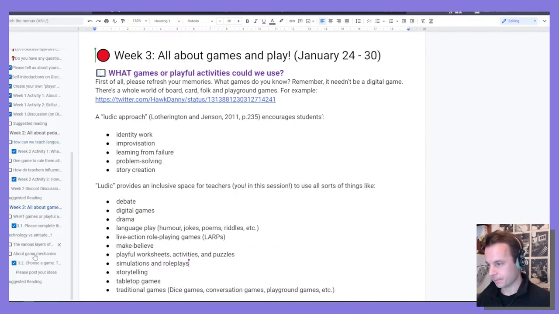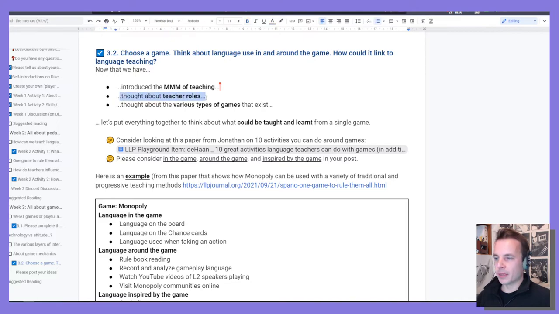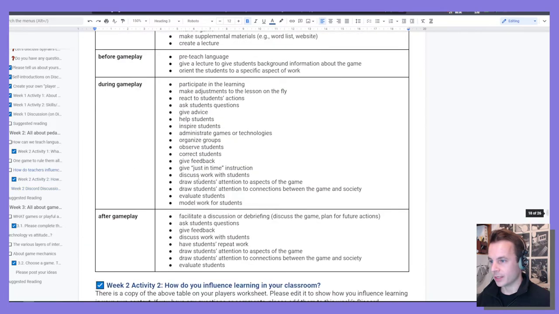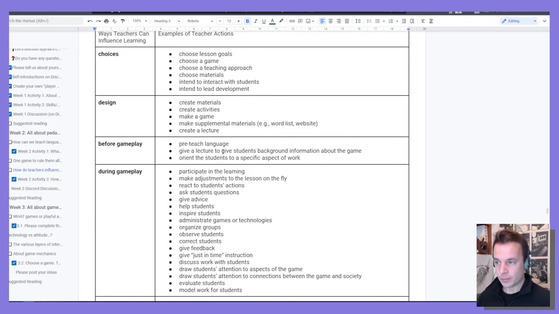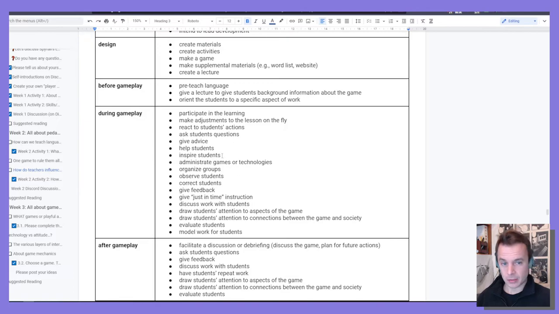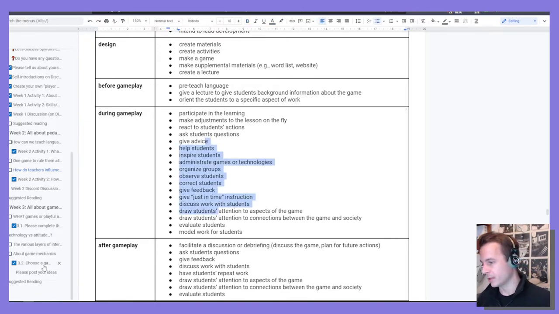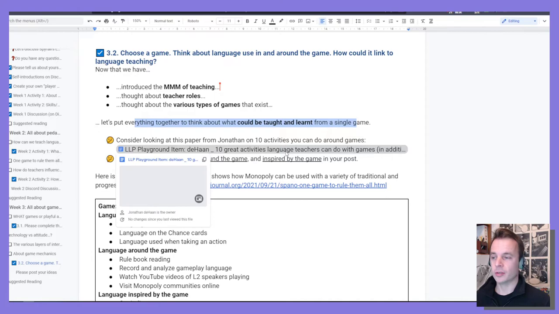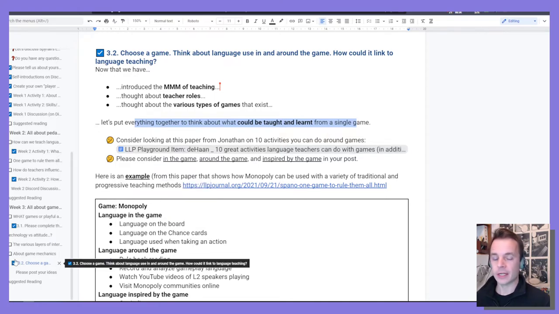So we've looked at that. We've thought about teacher roles again, which was week two, activity two. We created a list of the different things that a teacher can do in the classroom. It's not an exhaustive list. There's a lot of stuff here, but of course, there's probably more things that you're aware of and that you do. Then we've thought about the various types of games and playful ludic activities that exist. Let's put it all together.